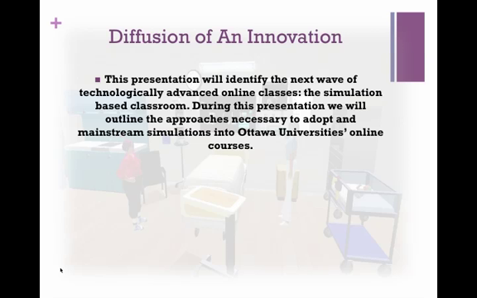The following presentation will follow Everett Rogers' Diffusion of Innovation Theory. The four phases for integrating simulations into our online classes that will be presented here are knowledge, persuasion, decision, and implementation.